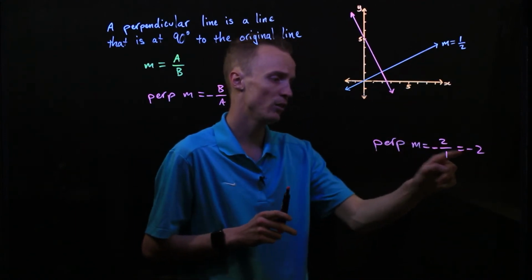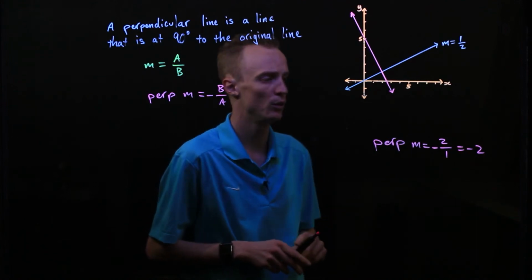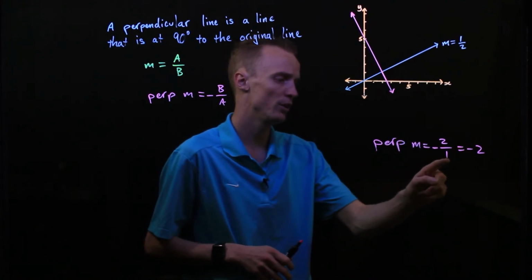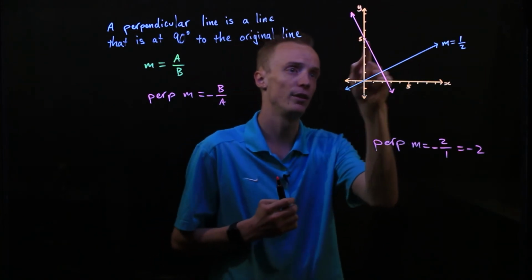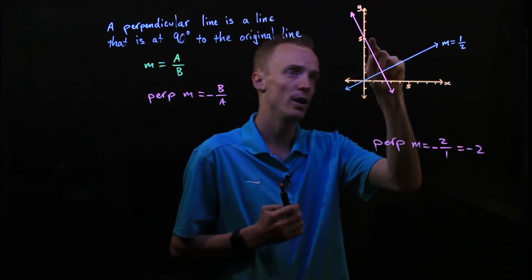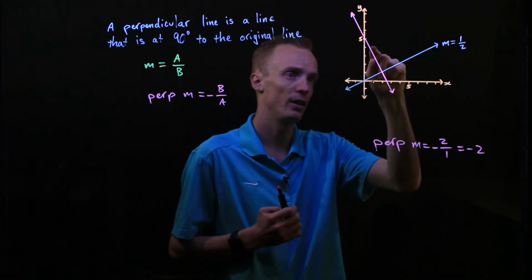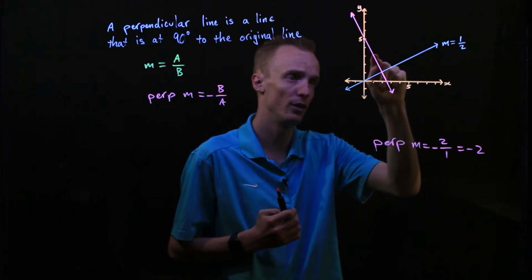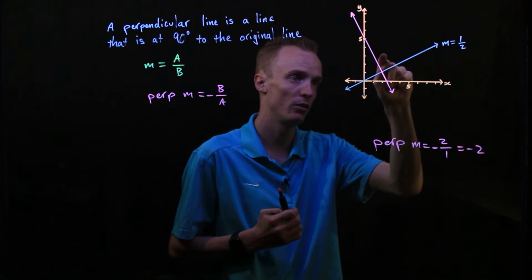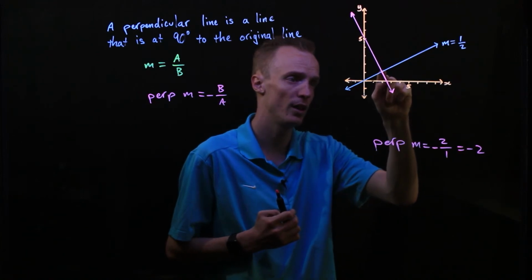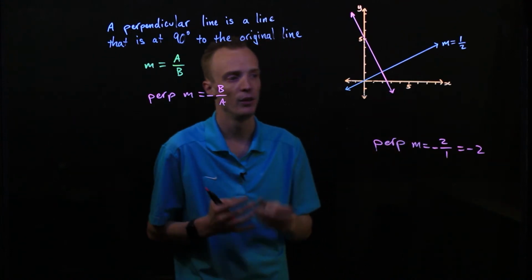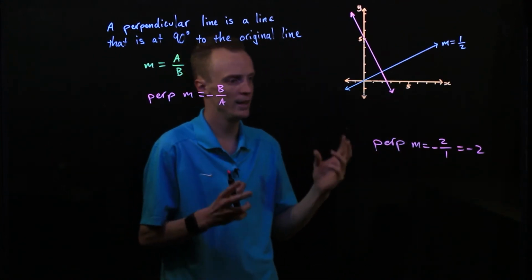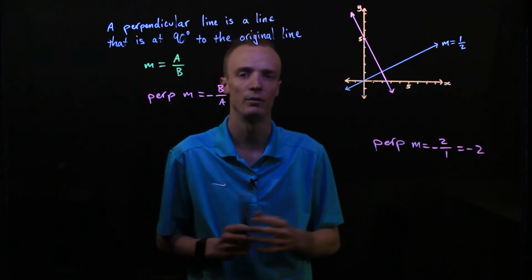And this line should have a slope of negative 2, which means that for every 1 unit that it goes across, it should move 2 down. So if you look at this line, every 1 unit that I go across, it moves approximately 2 units down. 1 unit across, 2 units down. So our perpendicular slope is in fact equal to negative 2.